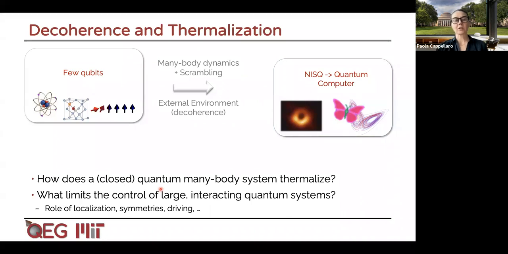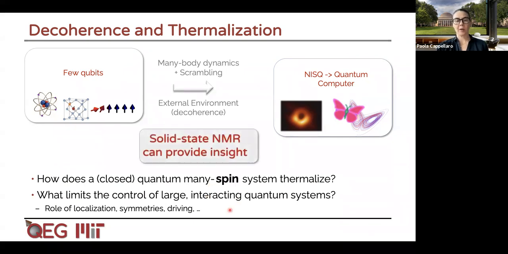end up thermalizing? And what does thermalization mean for a closed system? And a question which is linked to that is what are the limits to the control of large interacting quantum systems? So how can we prevent this thermalization by, for example, using localization, using symmetries, using driving, and so on and so forth? So the first question, if you want, is a fundamental one, and the second one is a more practical one. So we go from physics to engineering of quantum systems.